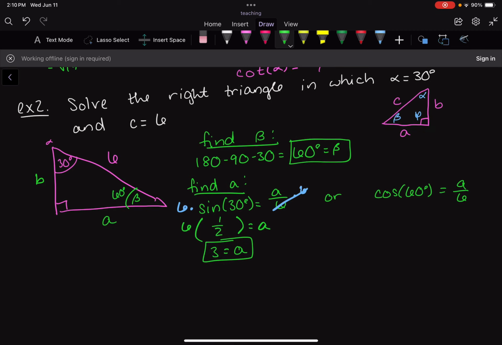Let me know if you're having any questions about this, of course. Send me an email. And I will point out to you, if you had done the cosine version, you'd have gotten the exact same answer. Now let's go find B.